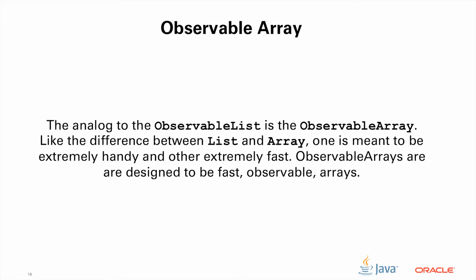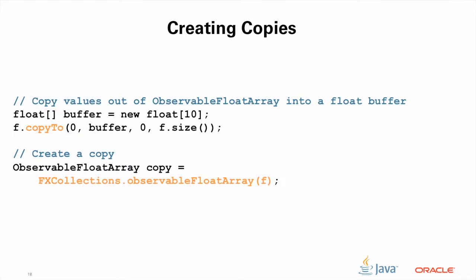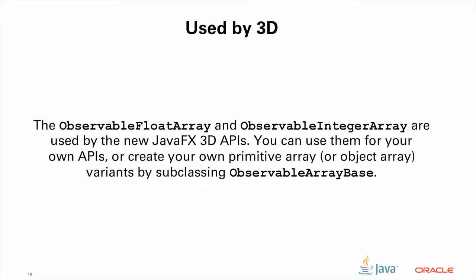Also, we have something called an observable array. Now, observable arrays are something that were added for JavaFX 3D. We needed another type of observable structure that would be very fast, that could hold a lot of 3D data for triangle mesh support. So here are some of the basic methods for the observable array. Also, we can easily now create copies of observable arrays by using this copy to method. And as I mentioned, observable float arrays and observable integer arrays are used by JavaFX 3D APIs, and that's why they were added.